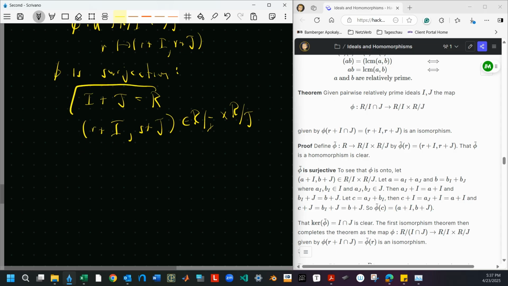Because I know this, I have that r itself is equal to some r_I plus r_J, where this is coming from I and this is coming from J, because I pick up everything, so I'm going to pick up r. s is equal to s_I plus s_J, because s is in R, so it's coming as a pair like that.